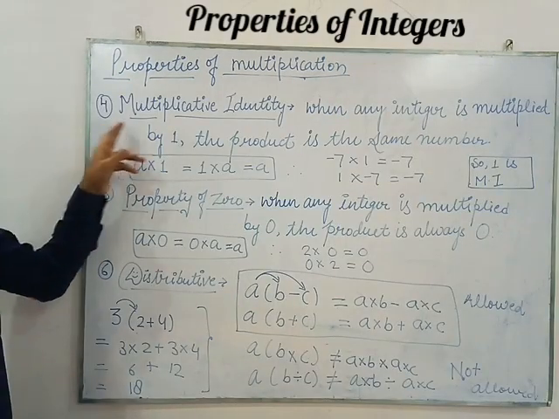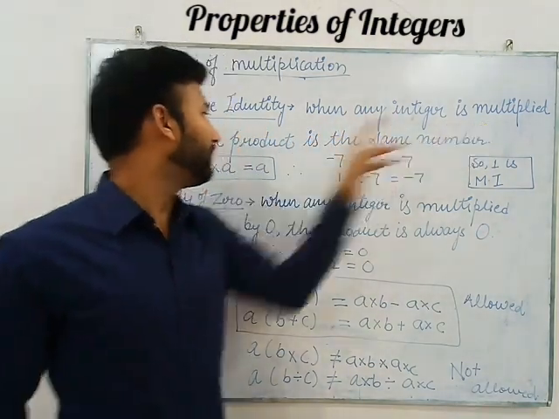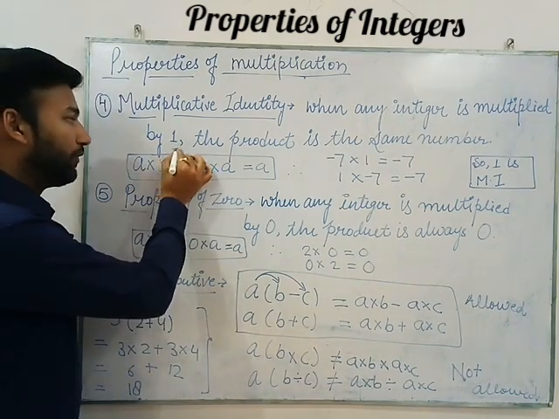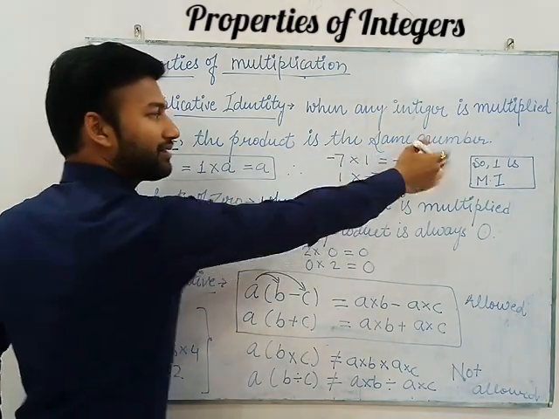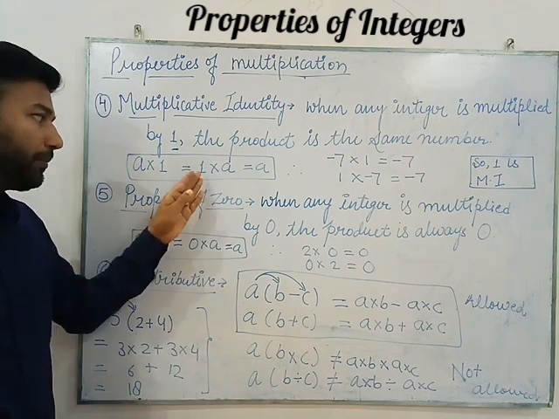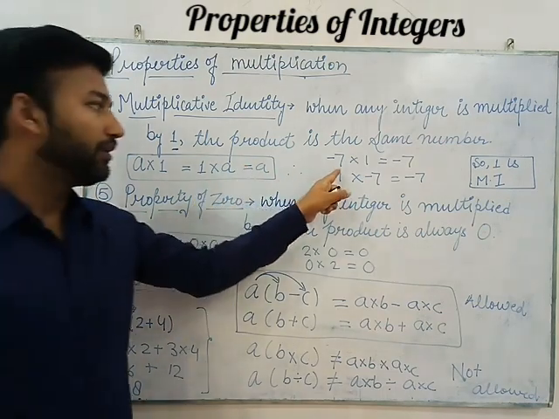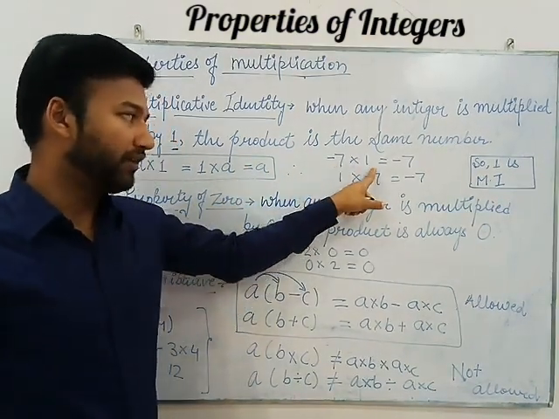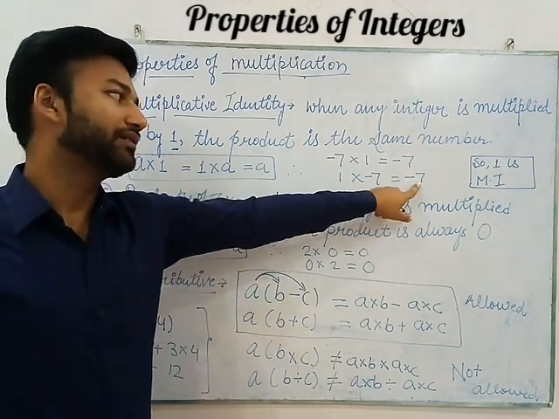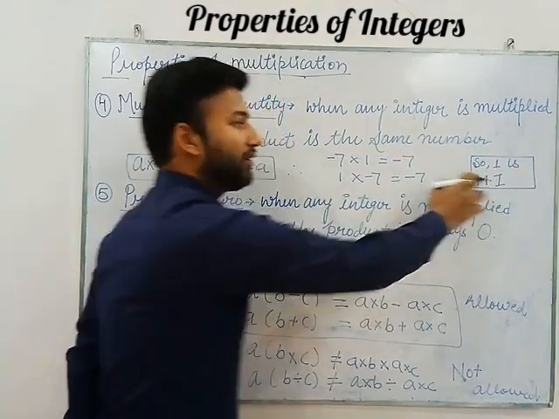Next, property number 4, multiplicative identity. When any integer is multiplied by 1, the product is the same number. Means when we multiply a number by 1 or we multiply 1 by any number, then answer always the same number. For example, we are going to multiply minus 7 by 1. So minus 7, or 1 by minus 7, then answer minus 7. So 1 is the multiplicative identity.